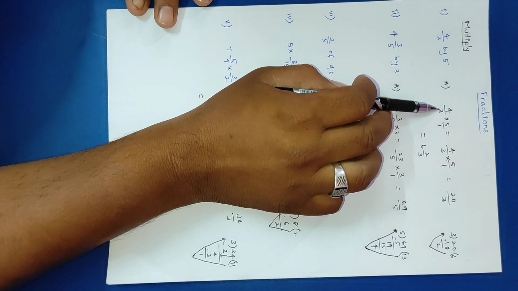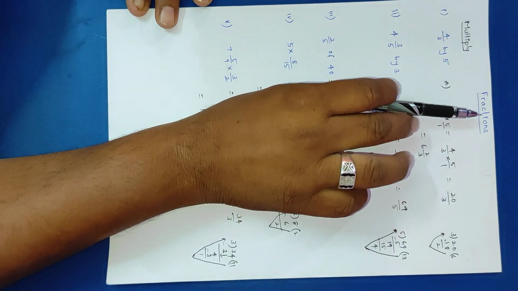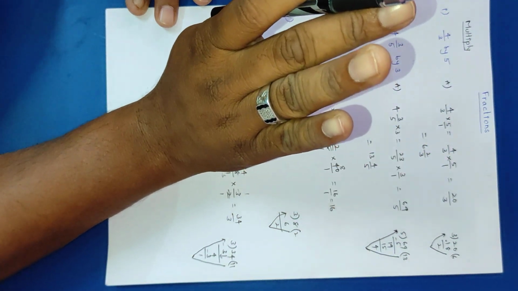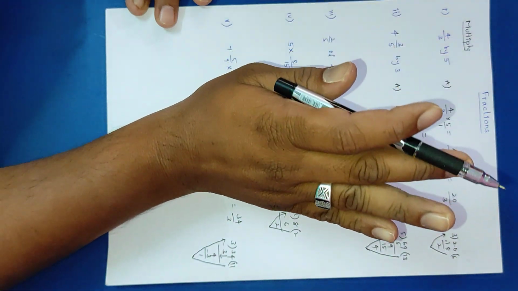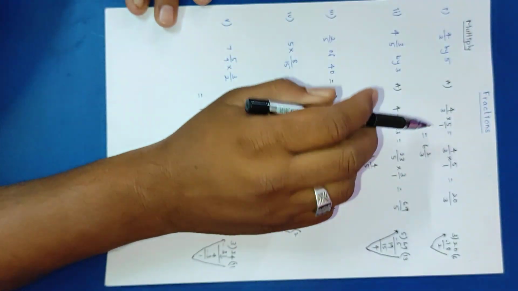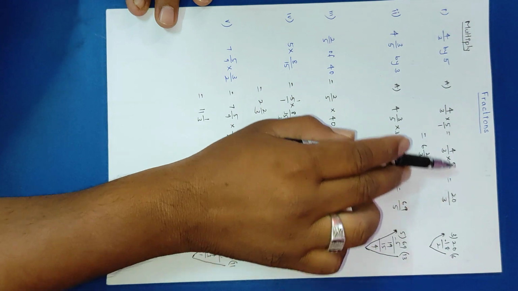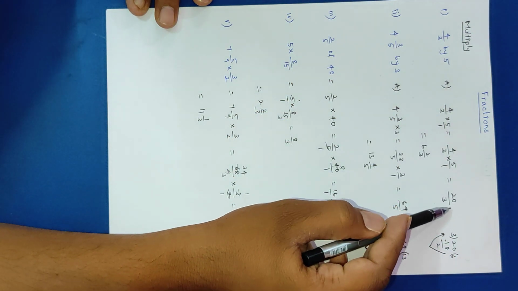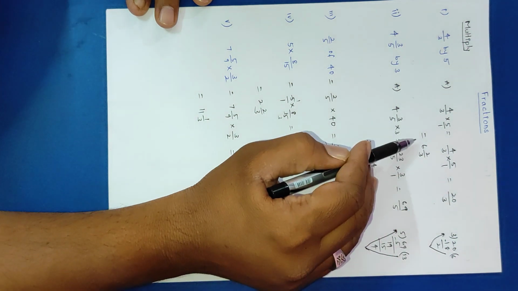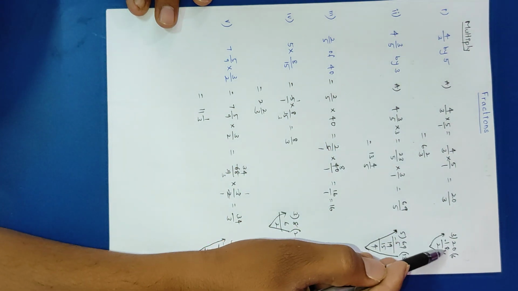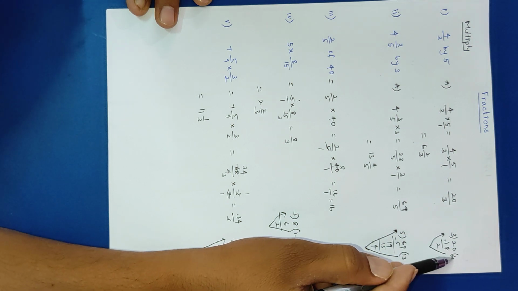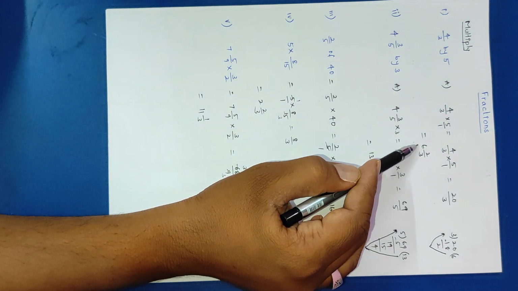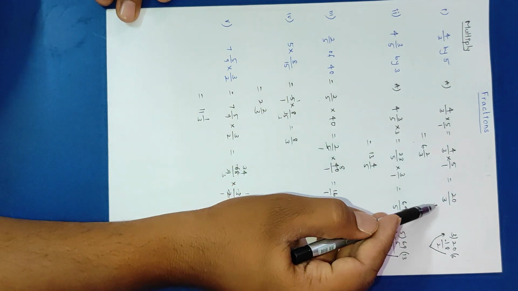Numerator into numerator, denominator into denominator. For fractions, multiplication and division, no need to convert to like fractions or find the LCM. Directly we can do. 4 5s are 20, 3 1s are 3. 20 by 3 is an improper fraction. For an improper fraction we can convert it to a mixed fraction. Simply 3 6s are 18, 20 minus 18 is 2. Reverse, 6 2 by 3. Check: 3 6s are 18, 18 plus 2, 20 by 3.